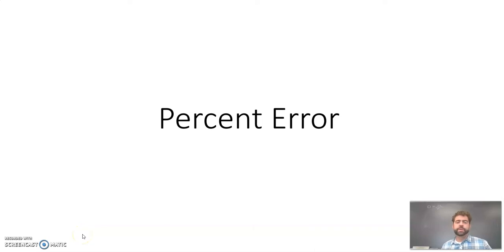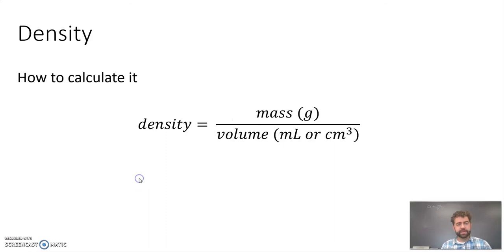All right, this video is going to show you how to calculate percent air, but also look at how to calculate density, which is going to be important for our next lab. So let's look at density first. Density is simply taking the mass and dividing it by the volume. Typically your units are going to be in grams, and your volume is going to be either in milliliters or cubic centimeters. And that'll make sense in just a second.